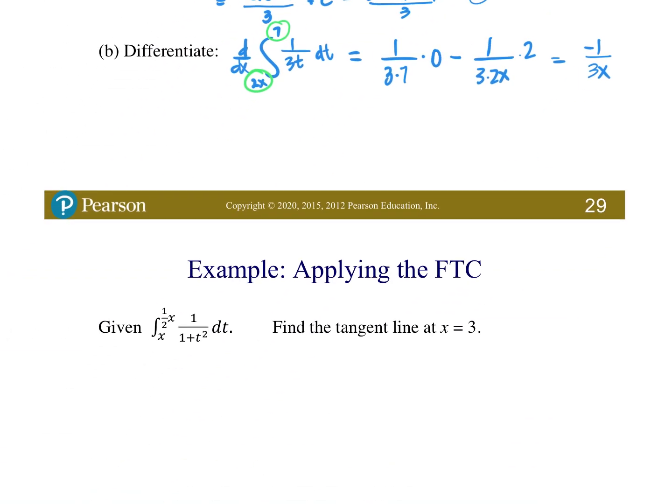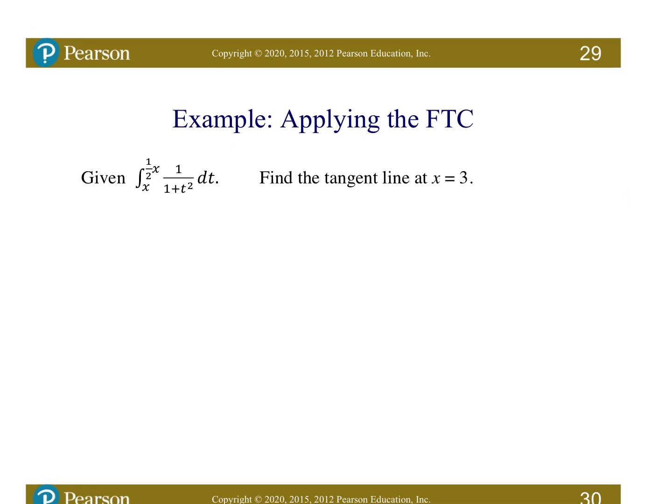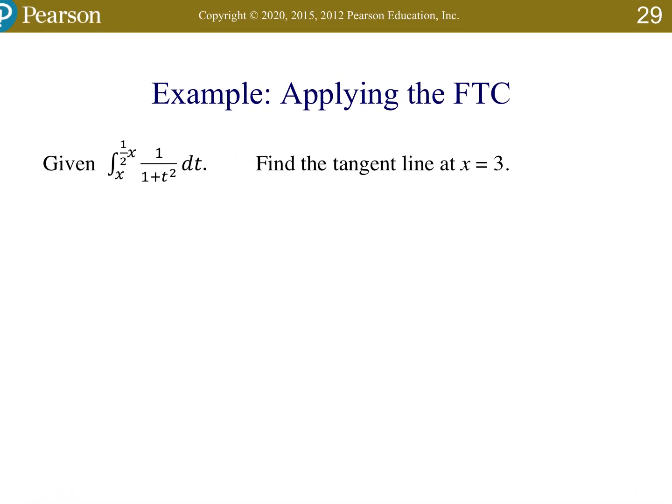All right, let's keep going. See if we can put this all together here. Find the tangent line. You'll recall from first semester that a tangent line requires 2 things. Hopefully in your head right now, you're thinking, I need a point and I need a slope. So to find the point, we're going to plug in x equals 3 into what is given.